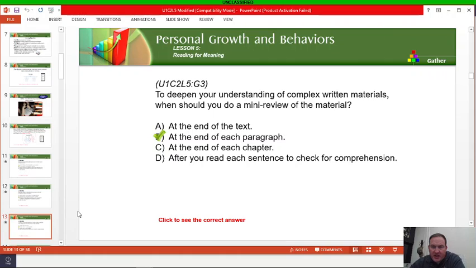To deepen your understanding of complex written materials, when should you do a mini review of the material? And again, that goes back to the reading. What did it talk about? It talked about doing it at the end of each paragraph. Most of what you're doing right now is not a very extended reading, so even the text material itself, I think it's only about 10 or 12 paragraphs total, since you have a little bit longer lesson. Most of your lessons are only 6 to 8 paragraphs. So again, take a look at that.